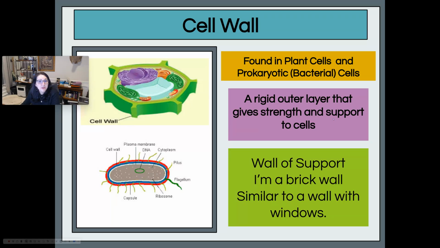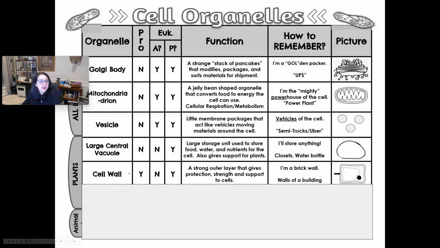And so for this one, make sure you check your chart. This is a yes to prokaryotic cells because those really simple cells need a little extra protection. It's a no to animal and a yes to plant. So this is like a brick wall. It's on the outside. So there would be a cell membrane inside still though of that. These are like the walls of a building.